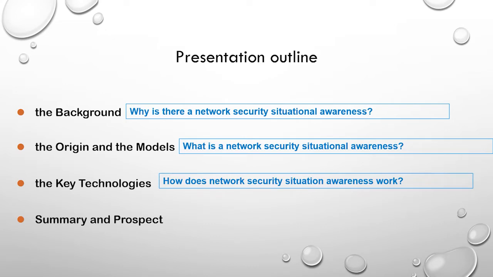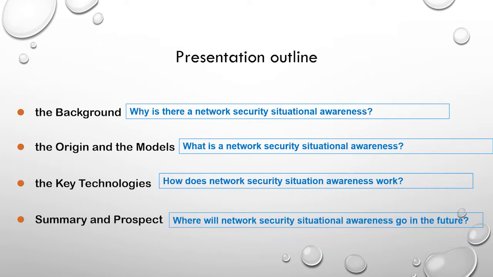I will introduce the key technologies in this field from the 3 functional modules of network security situation extraction, network security situation assessment, and network security situation prediction, and analyze their advantages and disadvantages. At last, I propose 4 possible research directions that researchers in NSSA can work on in the future to solve the last problem: where will NSSA go in the future?